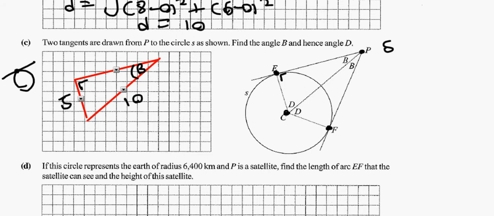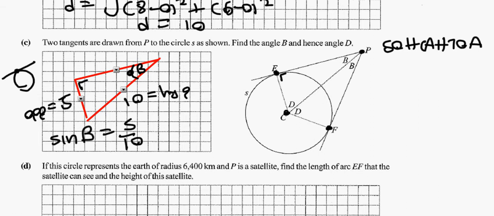Now we're going to write down SOHCAHTOA, and remember we have to find out which one we need to use. So 10 is the hypotenuse because it's the longest side, and because the angle B is looking directly at the number 5, 5 is the opposite. Sine B is opposite divided by hypotenuse. 5 is the opposite, 10 is the hypotenuse.